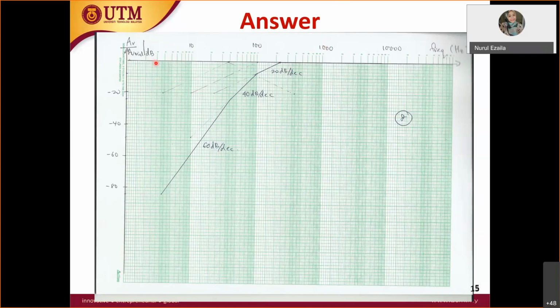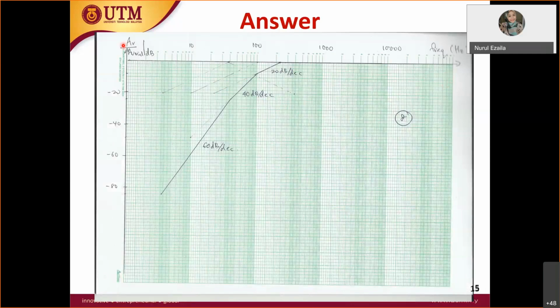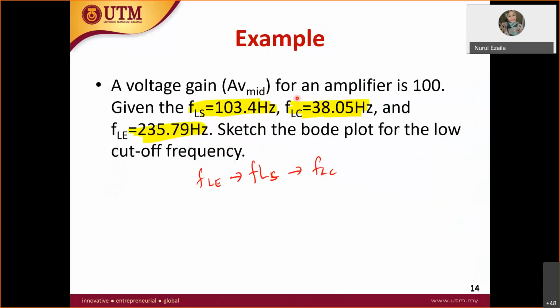Although the given AV is 100, usually in the Bode plot drawing it is AV over AV mid. So it starts with 0 over here. Therefore this is 0, this is minus 10, minus 20, and so on. So every point here will drop by minus 20 dB, and again it will drop by another minus 20 dB.